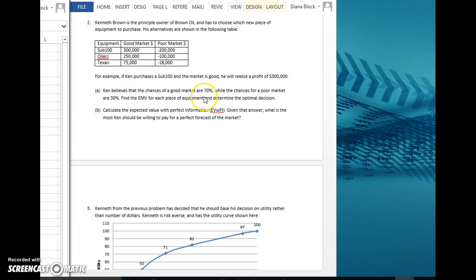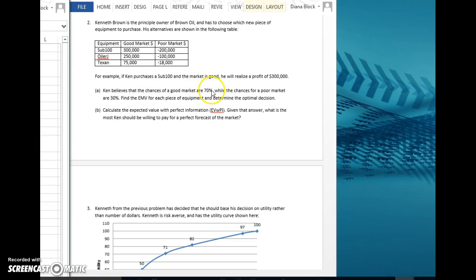And we've also got some given information here that's going to help you with the formula. It says that he believes there's a 70% chance of a good market and 30% chance of a poor market. So that is going to factor into your formula, because look here. If it's a good market, the Sub 100 will have a $300,000 value. If it's a poor market, you're going to have a loss of $200,000 in value. So basically the short version is 70% chance of a good market times the $300,000 that you will get if it's a good market, plus 30% chance of losing $200,000. That's going to give you the expected monetary value.